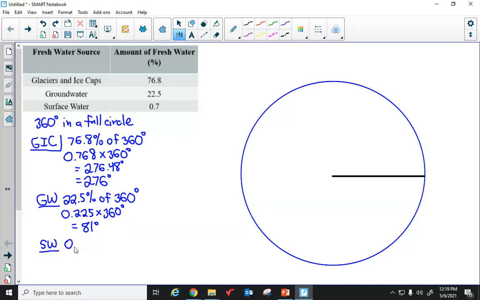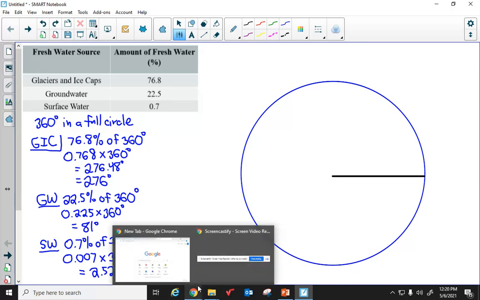Okay, surface water, we'd have SW. So that's 0.7% of 360. And to convert 0.7% to a decimal, divide by 100. So 0.7 divided by 100 would be 0.007. Multiply by 360 degrees. And 0.007 times 360 would give me 2.52 degrees. But let's round this to the nearest whole degree. We're going to change that to 3 degrees.